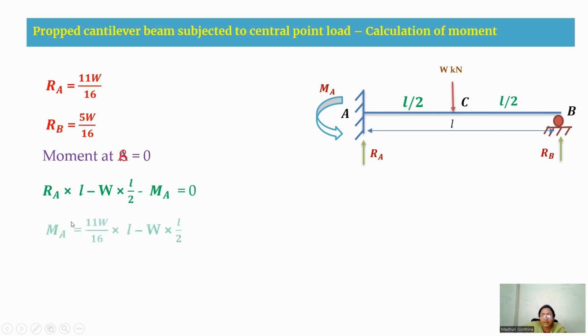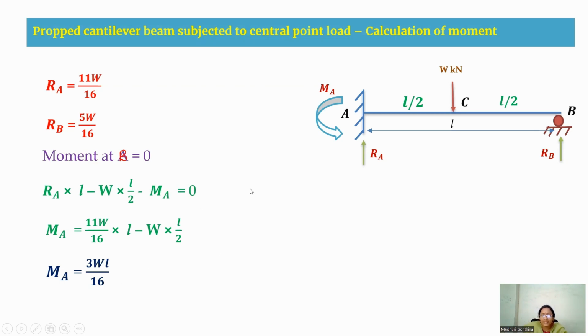So by substituting RA and RB here, finally we got the MA value to be 3WL by 16. As we are getting this value to be positive, whatever sign we assumed for MA is correct. So it is in the anti-clockwise direction only. Suppose you get MA to be a negative value, then you have to change this anti-clockwise moment to a clockwise moment. So this is how we calculate the moment.